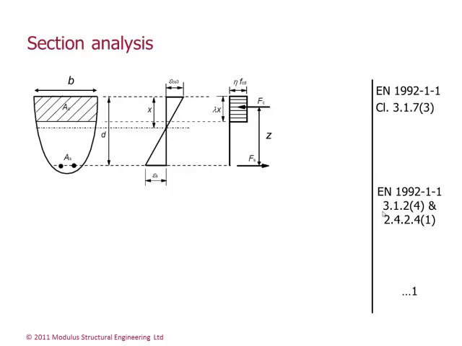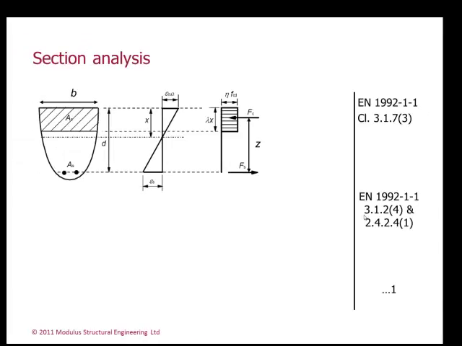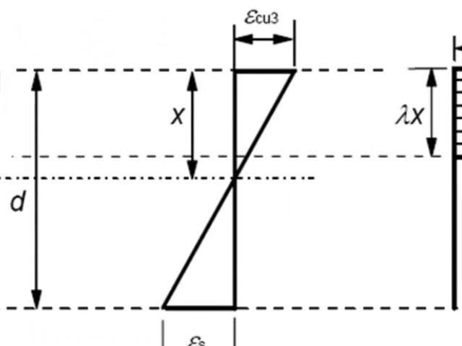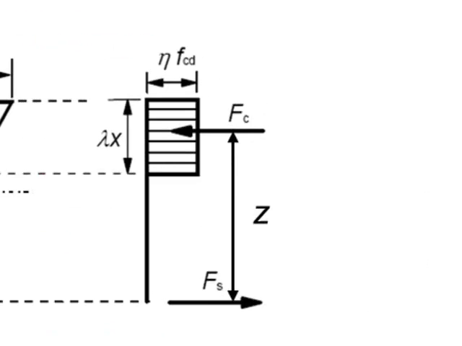So let's take our concrete stress block, and we'll represent the center line of that compressive force with a force Fc, and that's matched by Fst, which is the force in the steel. We can show the neutral axis, and the depth to that neutral axis is x. That's a dimension we will use from time to time. Now the depth of the stress block is lambda x, and the concrete strength should be taken as eta fcd.